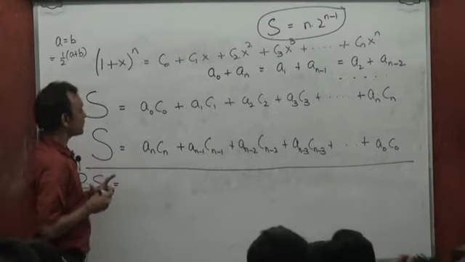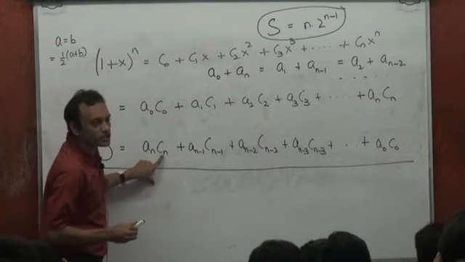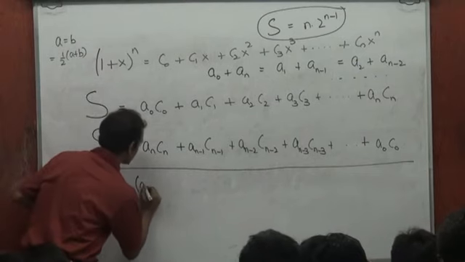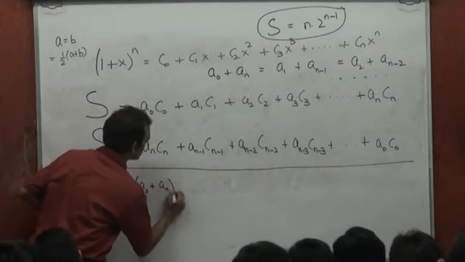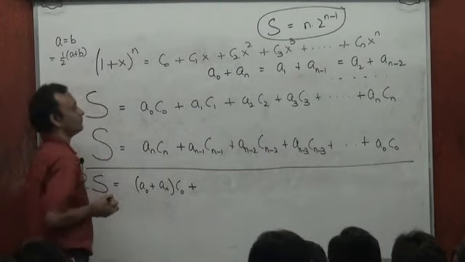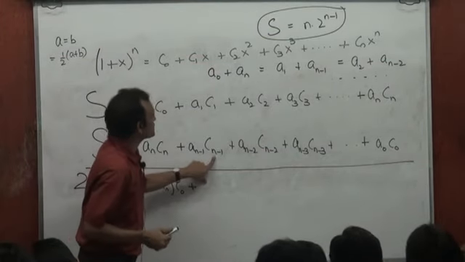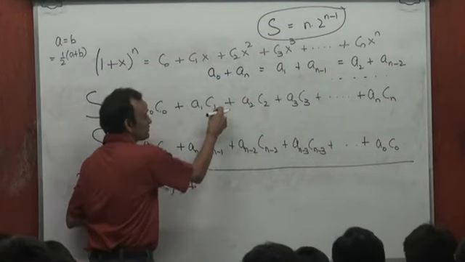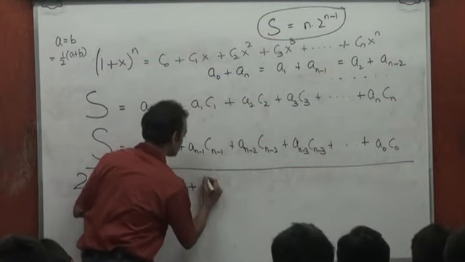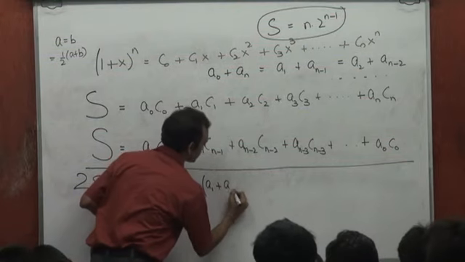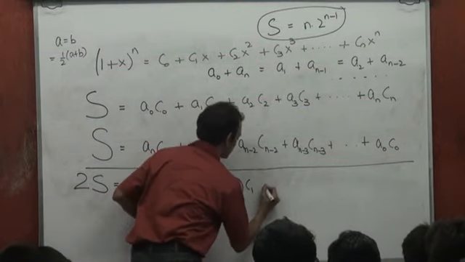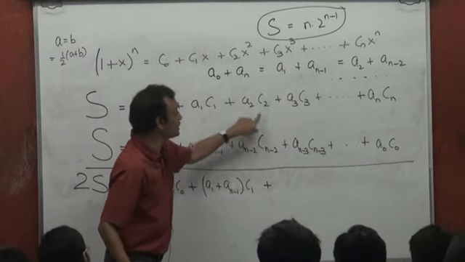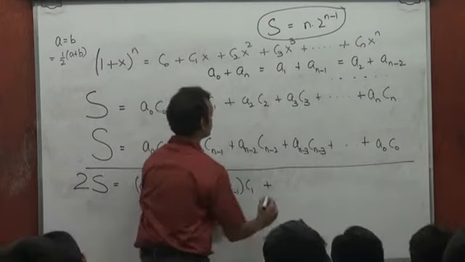Let me add these. Do you also realize that C naught is the same as Cn? So I could take C naught common from these. From these, I could take C1 common, right? Because C1 is the same as C n minus 1. From these two, I could take C2 common because C2 is the same as C n minus 2.